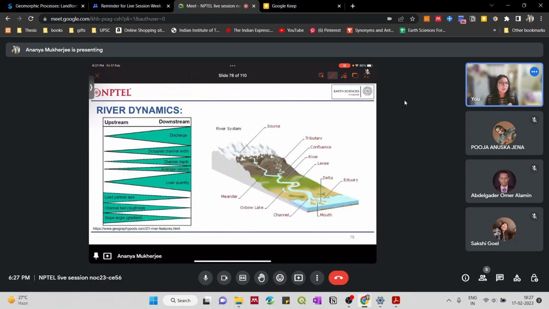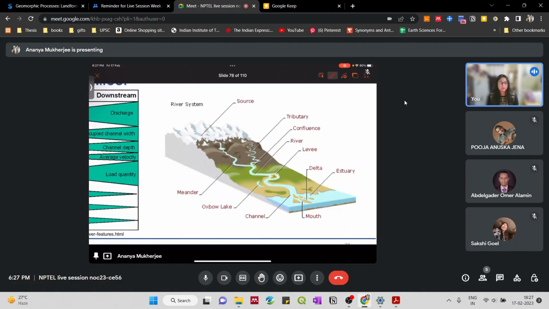So now we come to river dynamics. In a very easy sketch, you can see on the right hand side your entire river system. The source is in elevated areas. This is your youthful stage of the river, this is the middle, and this is the old, and these are the different features that are forming.